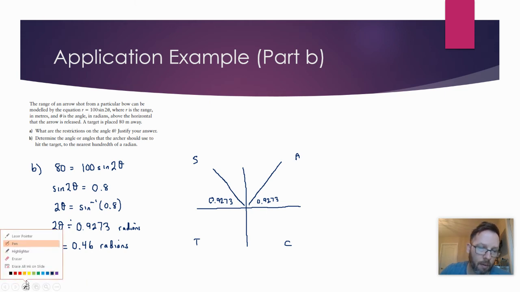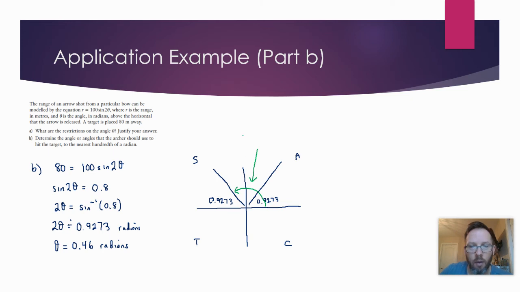And so, keeping a lot of accuracy here, that second angle would be 3.14 minus 0.9273. How many radians would that be? I'll keep a lot of accuracy here: 2.127.